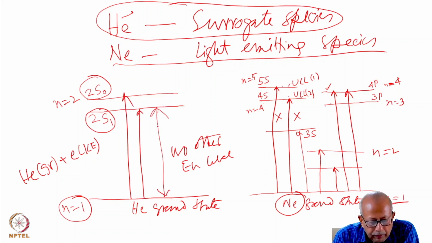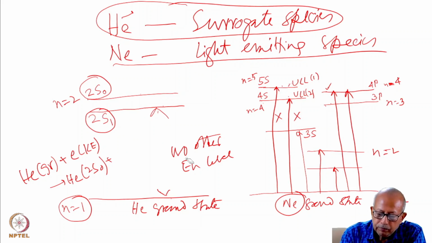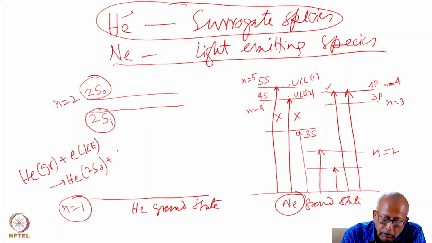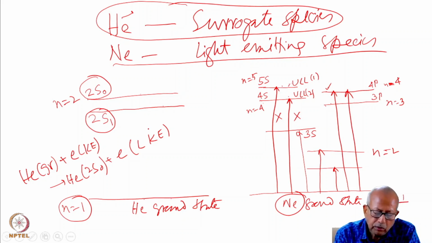So this will be helium in 2s0 plus electron of less kinetic energy, because the electron has supplied the kinetic energy required to transfer the helium atom from the ground to this state. So the electron will move with correspondingly lower kinetic energy.